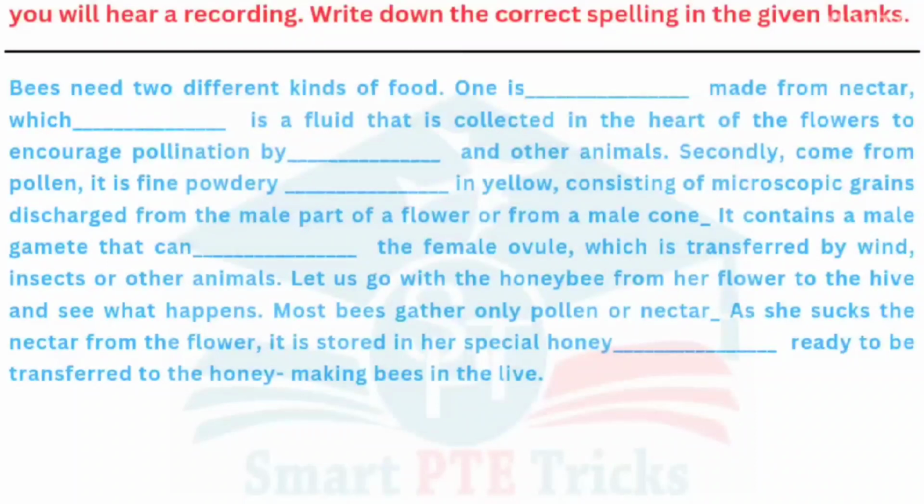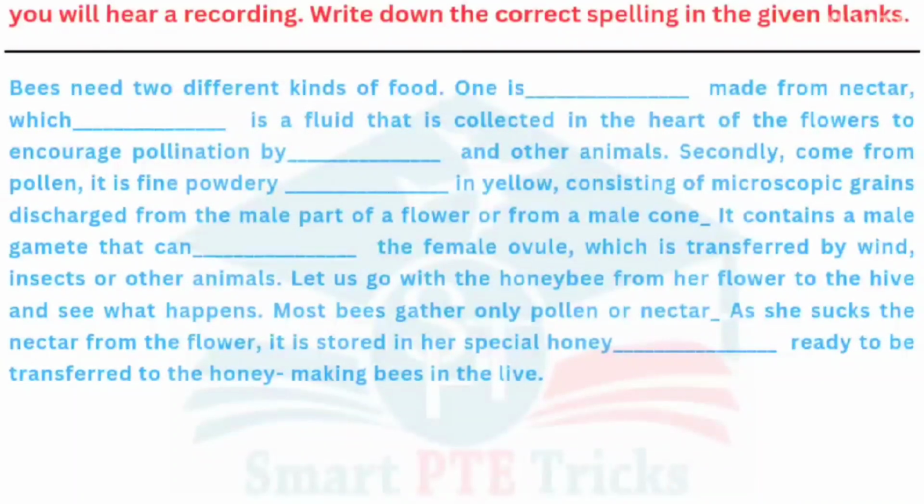Bees need two different kinds of food. One is honey made from nectar, which is actually a fluid that is collected in the heart of flowers to encourage pollination by insects and other animals. Secondly, they need pollen. It is a fine powdery substance, yellow, consisting of microscopic grains discharged from the male part of a flower or from a male cone. It contains a male gamete that can fertilize the female ovule, which is transferred by wind, insects or other animals.